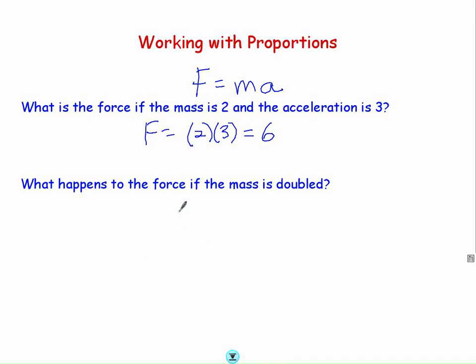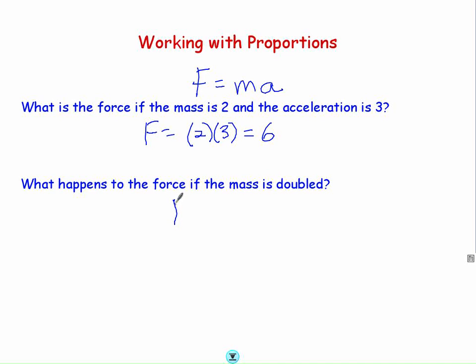What happens to the force if the mass is doubled? So notice the difference. Up here, I gave you specific numbers for mass and specific numbers for acceleration, and I wanted a specific number for force. But in this question, I'm not telling you what the mass is. I'm not saying anything about the acceleration. And I want to know what happens to the force. So you'll notice that a proportion question doesn't involve specific numbers. It involves a proportion or a ratio. In this case, the mass is doubled. In other words, it's twice as big. So how do we solve this?